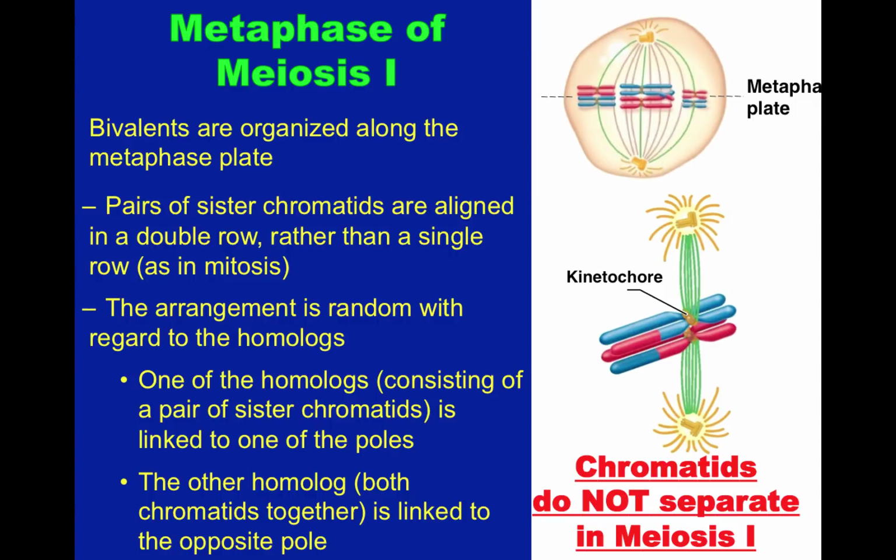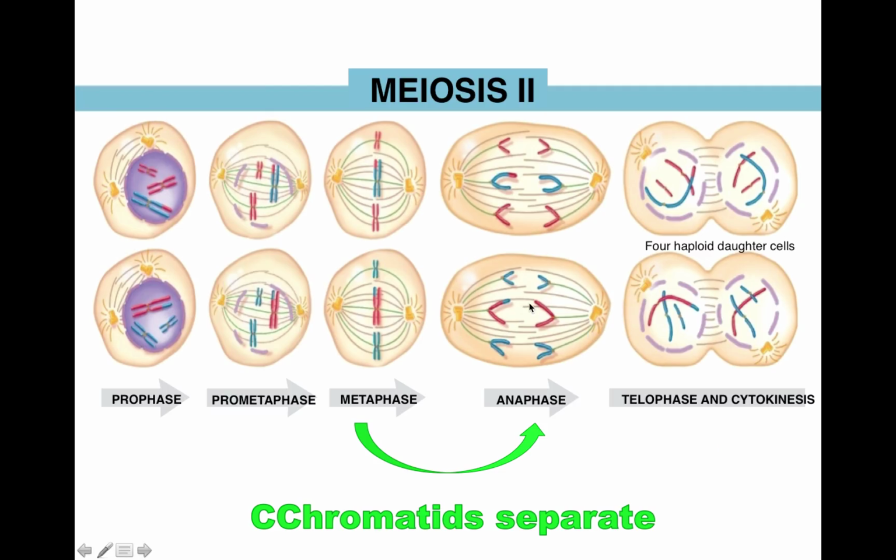So meiosis II looks very much like regular mitosis, where all the chromosomes line up with the centromeres and kinetochores right along the metaphase plate. At this point, the sister chromatids do come apart and they go to opposite poles, and now you have 4 haploid daughter cells with the chromosomes consisting of only 1 chromatid.